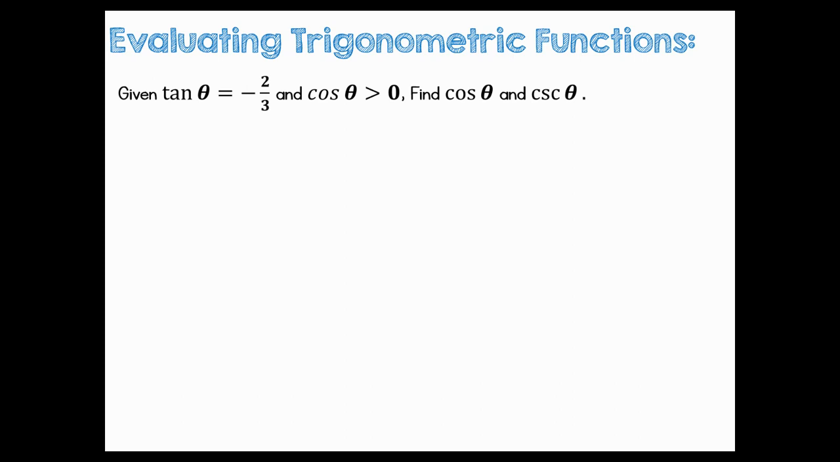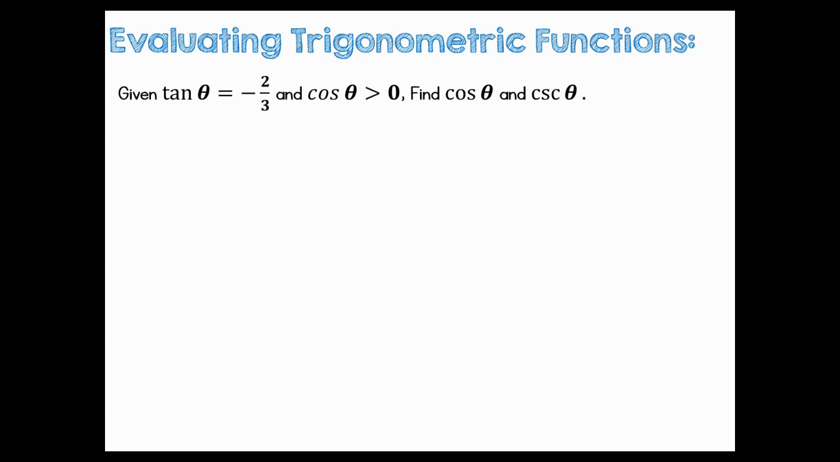So the tangent of theta is negative 2/3, and the cosine of theta is greater than 0. So we know cosine is positive, tangent is negative. Automatically, we should know that that can't be in the first quadrant. It can't be in the third. And if cosine is positive, our theta is now in the fourth quadrant, which is going to be kind of helpful to us as we move forward.